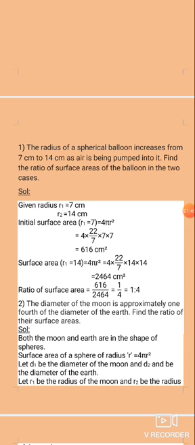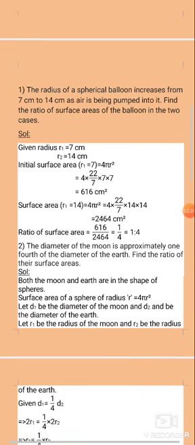Now, the second question. The diameter of the moon is approximately 1/4 of the diameter of the earth. Find the ratio of their surface areas. Now we know the moon and earth are in the shape of a sphere. So the surface area of a sphere of radius r is 4 pi r square. You know that. Let d1 be the diameter of the moon and d2 be the diameter of the earth. Then r1 be the radius of the moon and r2 be the radius of the earth.